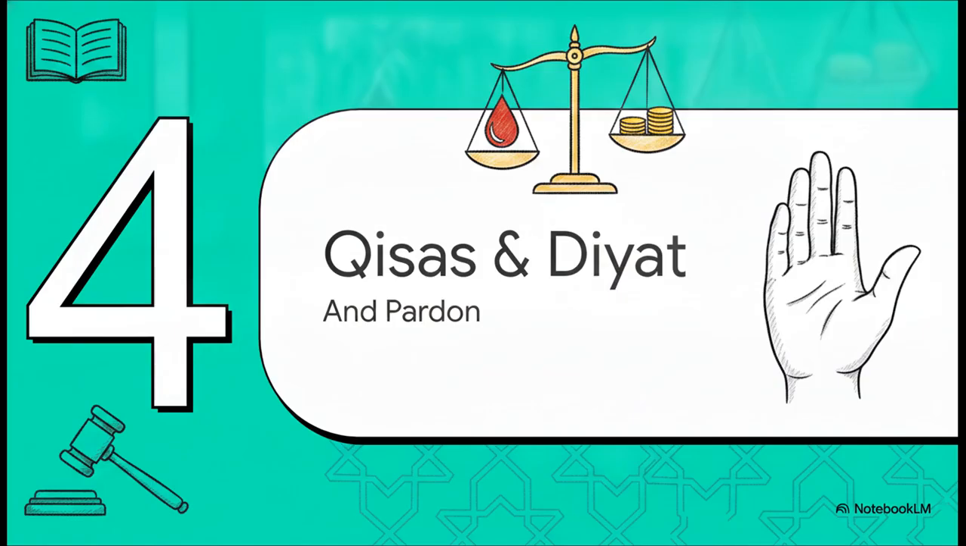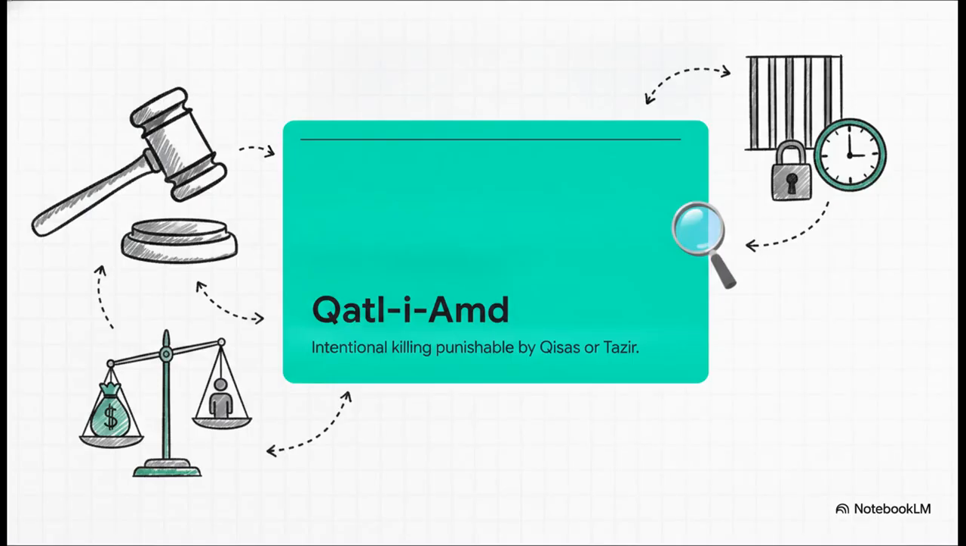And that brings us to Section 4, Qiyas, Diyat, and Pardon. This is the unique Islamization of Pakistan's homicide laws. Chapter 25 of the Penal Code governs offenses against the human body. And right at the center of this is Qatl-e-Amd, which roughly translates to intentional killing or premeditated murder. Now, under this Islamic framework, the law prescribes 3 alternative consequences for this specific crime.